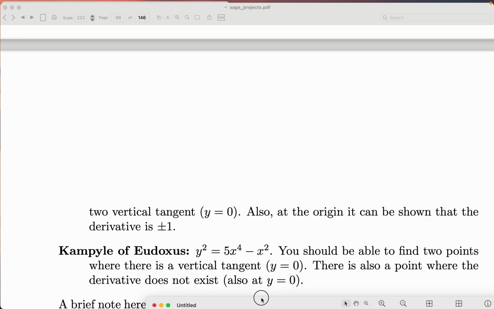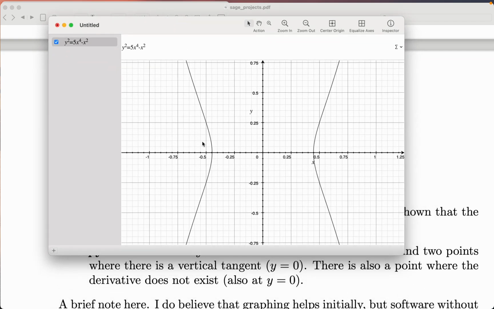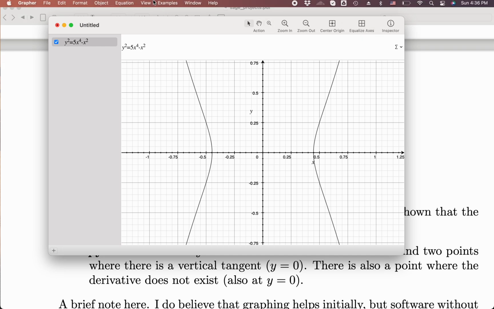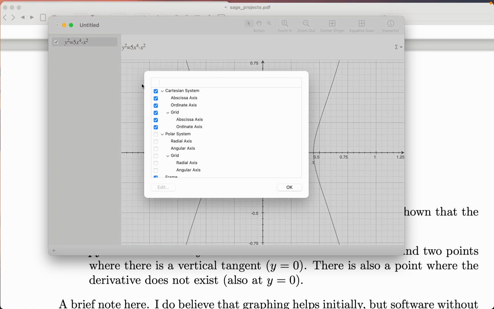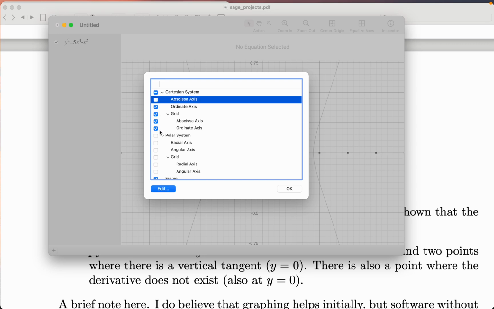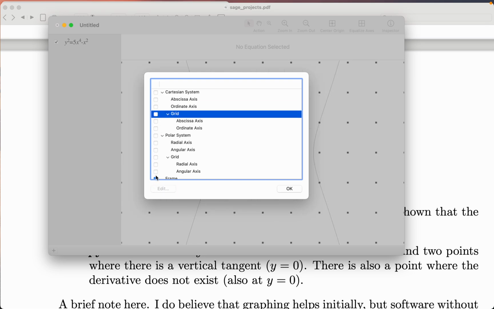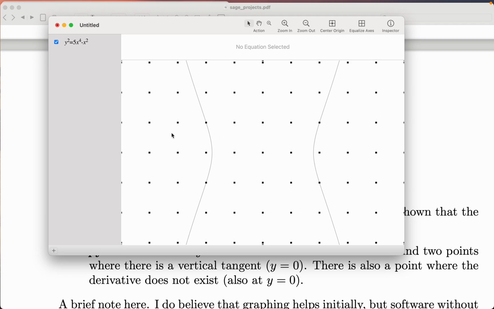You should be able to find 2 points where there is a vertical tangent, y equals 0. Well, this is a much finer graph over here. And at y equals 0, I'm definitely seeing vertical tangents over here. There is also a point where the derivative does not exist, where y equals 0. And you know what? I'm not seeing it, but there must be something over here. So let me do something here. Let me get rid of the accent grid. I'm going to get rid of everything. The frame here.